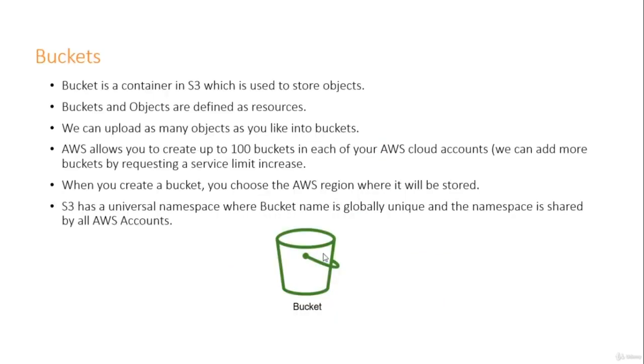Buckets. In S3, if we want to store objects, we need to have a place to hang out, and that place we call a bucket. And here you can see the icon of a bucket. A bucket is a container to store objects like files, videos, pictures, and we can upload multiple objects to a single bucket. Here there is no limit on the number of objects you can store in a single bucket.